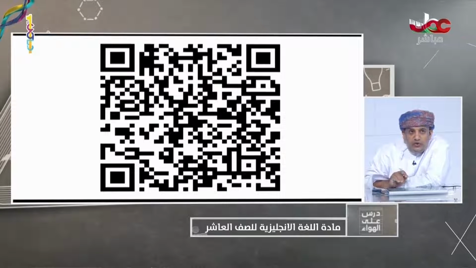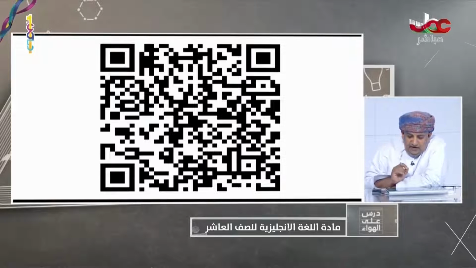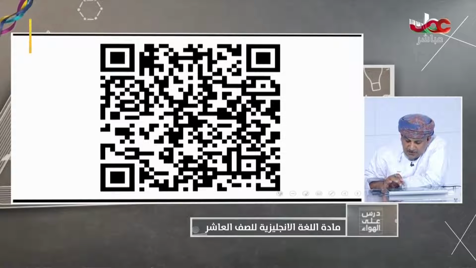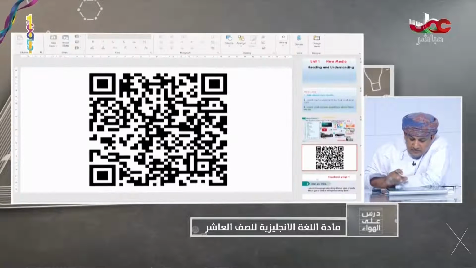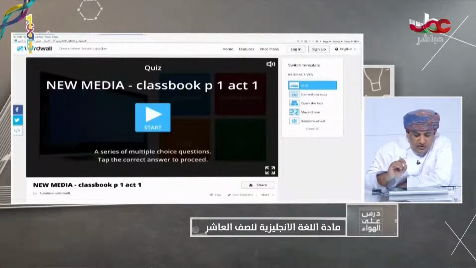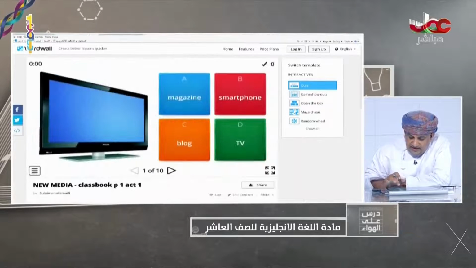Now, I want you to scan this QR code because you are going to play a game. I want you to check if you remember these words. So let's start by looking at this game. Okay, let's start this game.